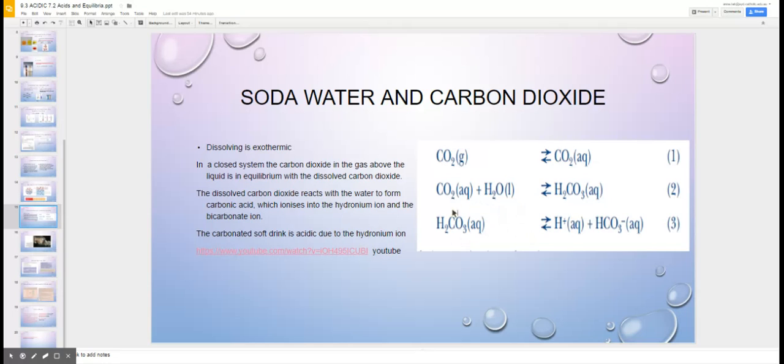And that's because this doesn't stop here. This reacts with the water and it makes carbonic acid, as you know about. And the carbonic acid splits up into the H plus ion that we know exists around acids, and the bicarb ion. So when we have a carbonated soft drink, it's usually very acidic, due to the hydronium ion that's there.